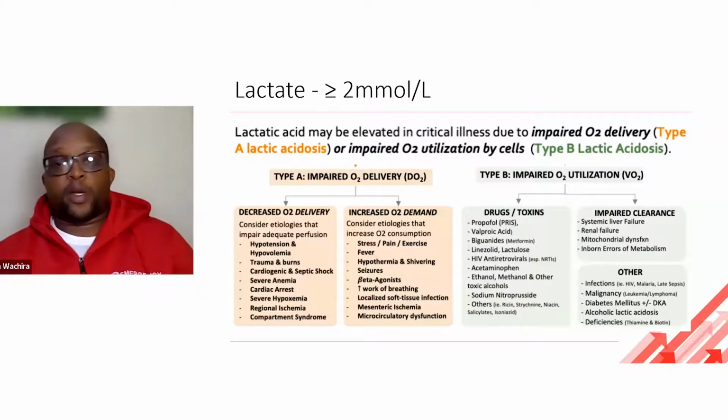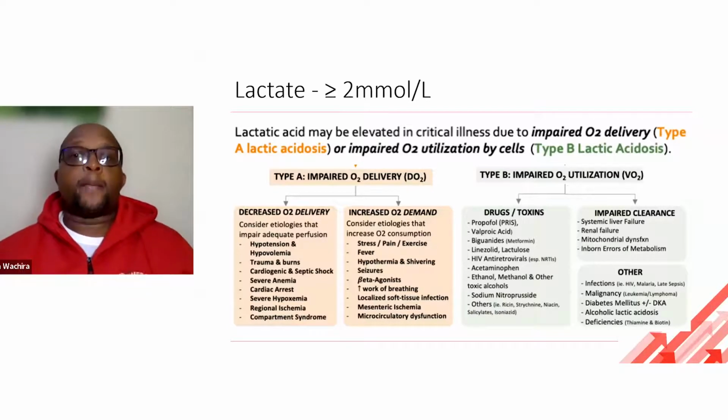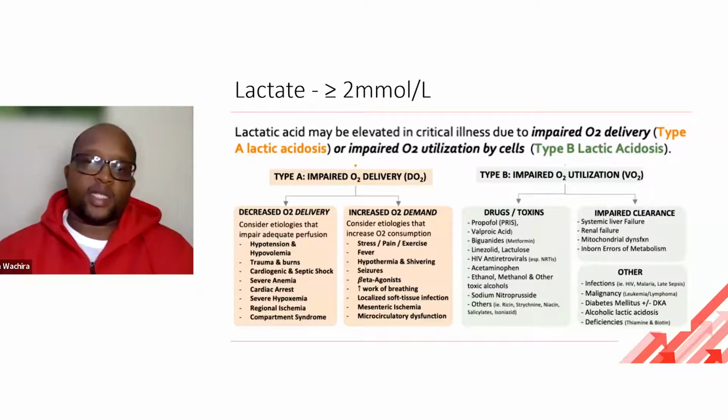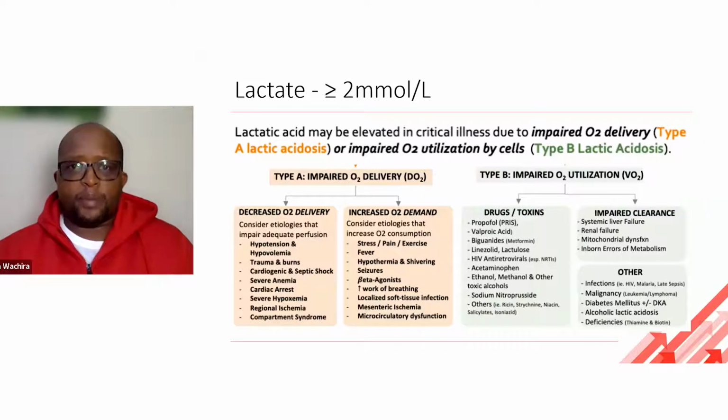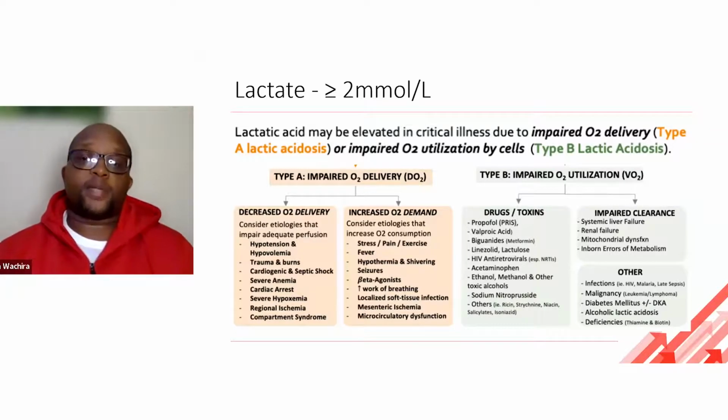Type B is where you have drugs and toxins, which then impair your cells from actually using the oxygen. As you can see, there's things like niacin, strychnine, all toxic alcohols, ethanol, methanol. All of these drugs and toxins impair oxygen utilization by our body. There's also impaired clearance. This can be impaired clearance of lactate. So liver failure, renal failure, and mitochondrial dysfunction, which can again be from toxicity, impairs you from utilizing the oxygen.